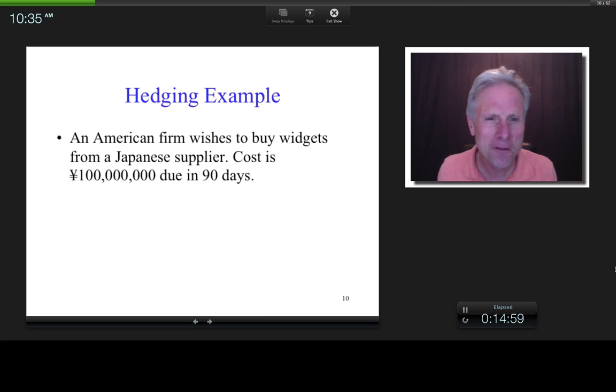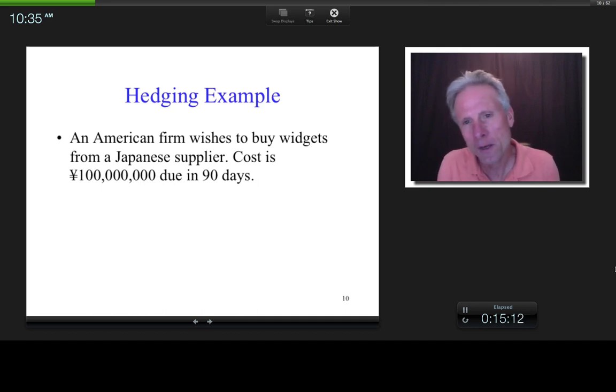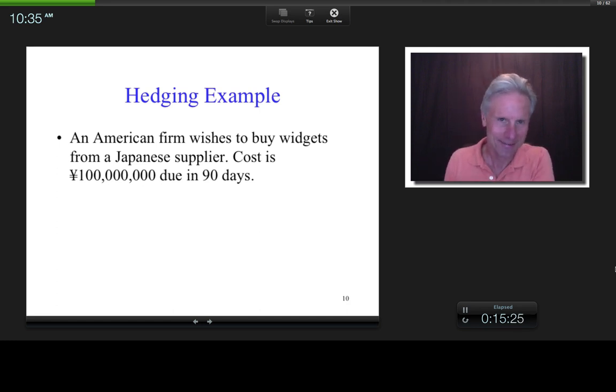Okay, a couple other things I need to make up. All right, so we're buying widgets, Japanese supplier, cost us 100 million yen, and it's due in 90 days. Okay, so we want the widgets today, but we want the credit. And by the way, not an unusual way to do business. So in other words, hey, give me my stuff now, my widgets now. I'll then add value to it somehow, and then I'll sell it, and then I'll get my money, and I'll use that money to pay you. Okay, so we want the credit.